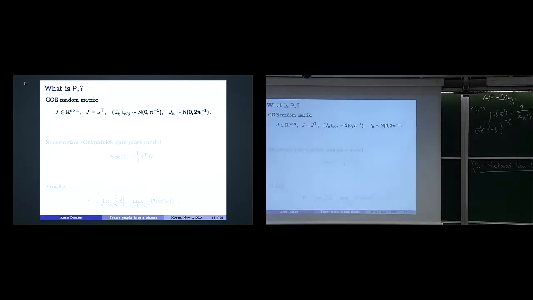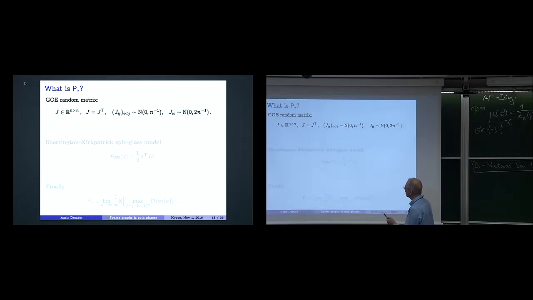So first of all, let me tell you what P star is. In short, P star is going to be the ground state energy of the SK model. So let me remind you what the SK model is. The SK model starts with disorder, right? We saw it in the last lecture, but I'm repeating it now in more detail. We start with a disorder parameter.